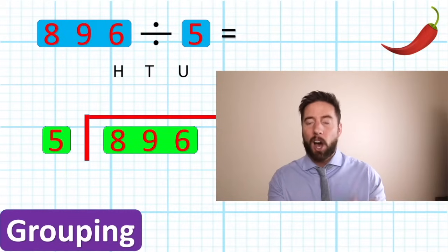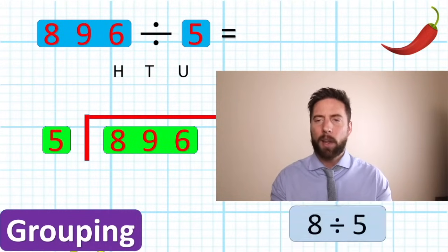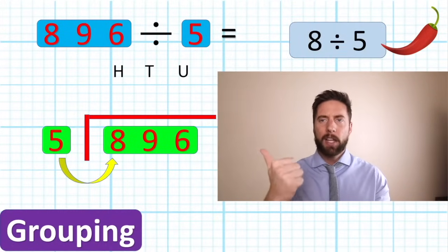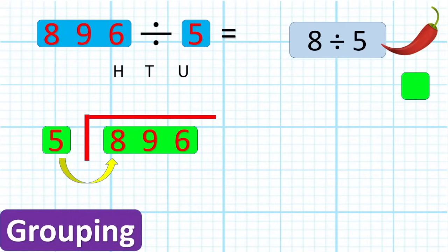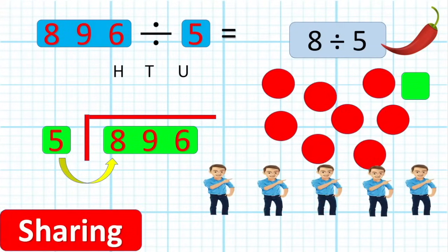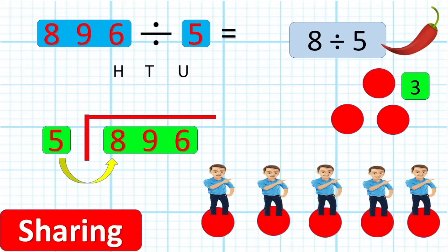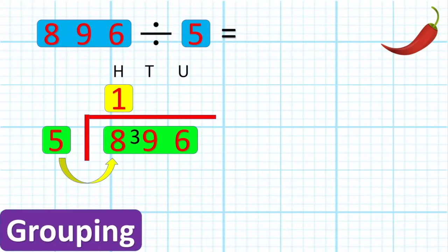How many 5's are in 8? Let's go in our 5 times table. 5, 10. So we can't have 10. We've got one lot of 5, but then we've got 3 left over. Let's look at that in sharing. If I have 8 and I try to share it evenly between 5, I give them all 1, but I've got 3 left over. I can't ignore this 3. I'm going to move it over into my next column and make my 9 a 39, because that 3 is actually worth 3 tens. That's why it's good to understand our columns.